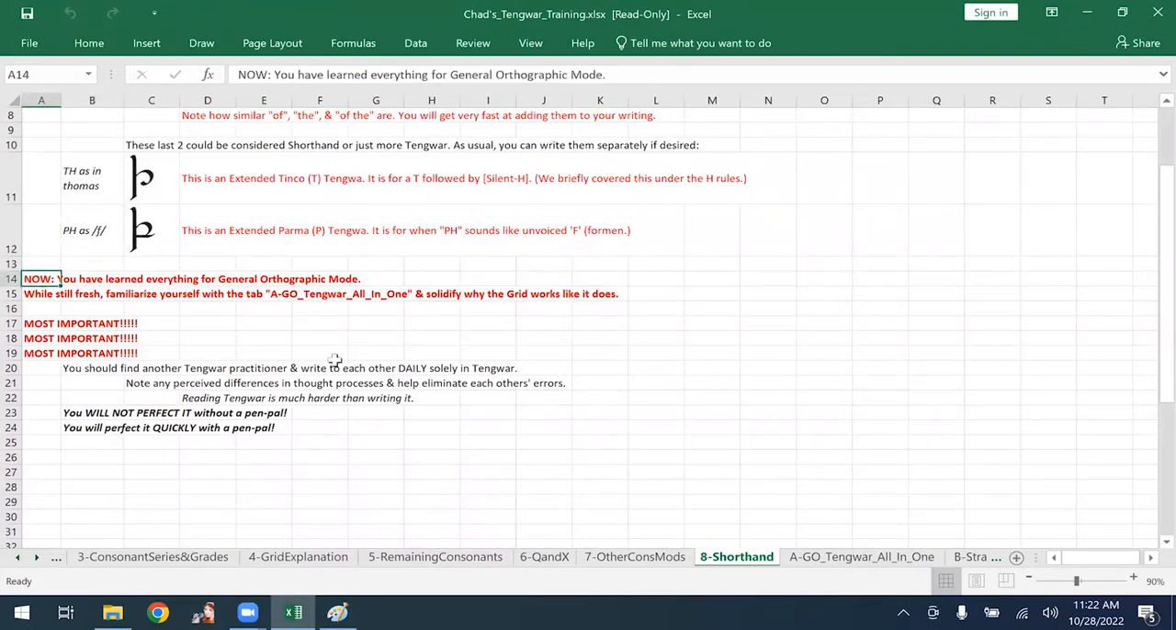While it's still fresh, familiarize yourself with the tab. General orthographic, that's the A, just so it would go in order. General orthographic Tengwar all in one, and solidify why the grid works like it does.